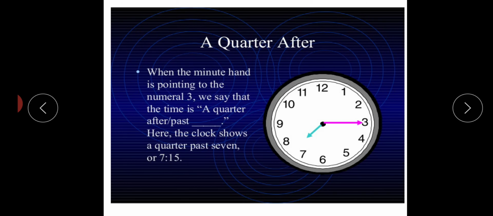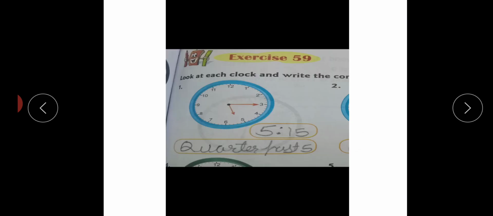So we can say it is quarter past, and the hour hand is between 7 and 8. The hour hand is between 7 and 8. So we can read as 7:15. The time is 7:15, or we can read as quarter past 7.